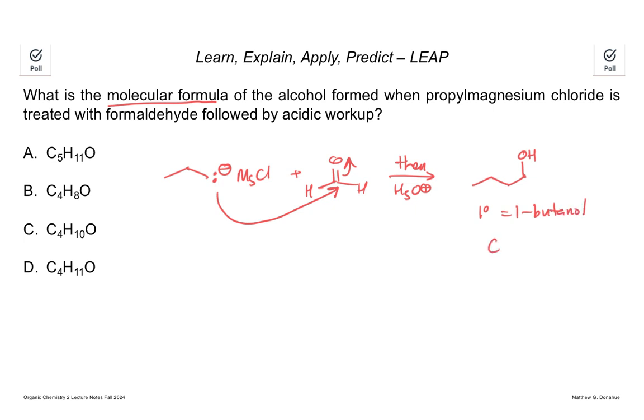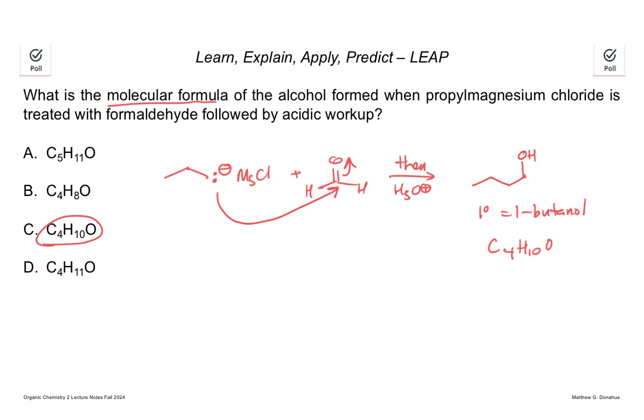So we have 4 carbons, 3, 4, 5, 6, 7, 8, 9, 10 hydrogens. And then 1 oxygen. And so that would get us C is the correct answer. So that would be one way of making that, using a carbon anion.